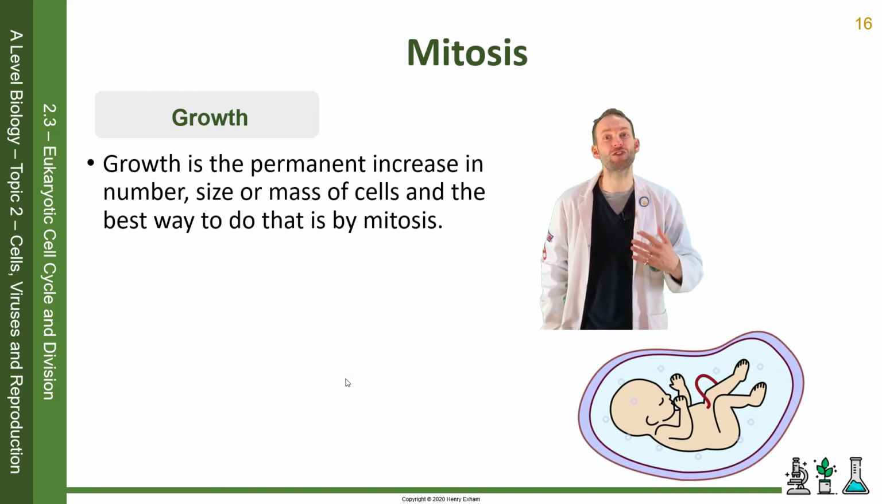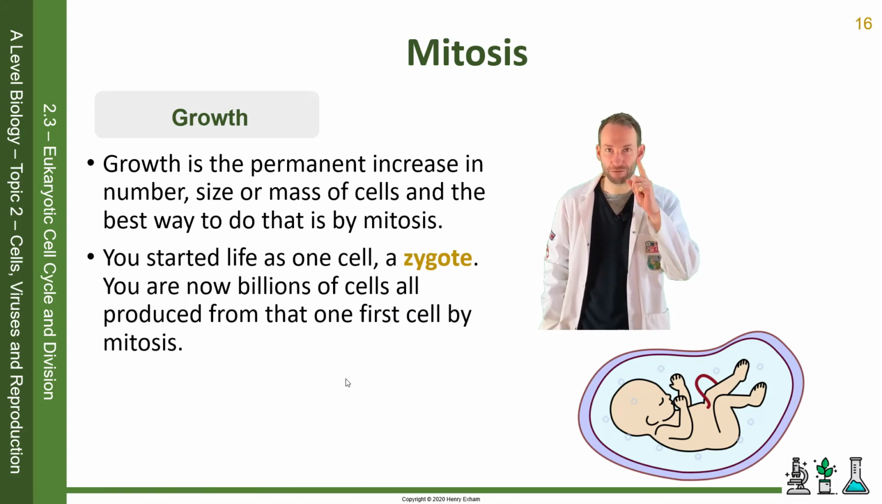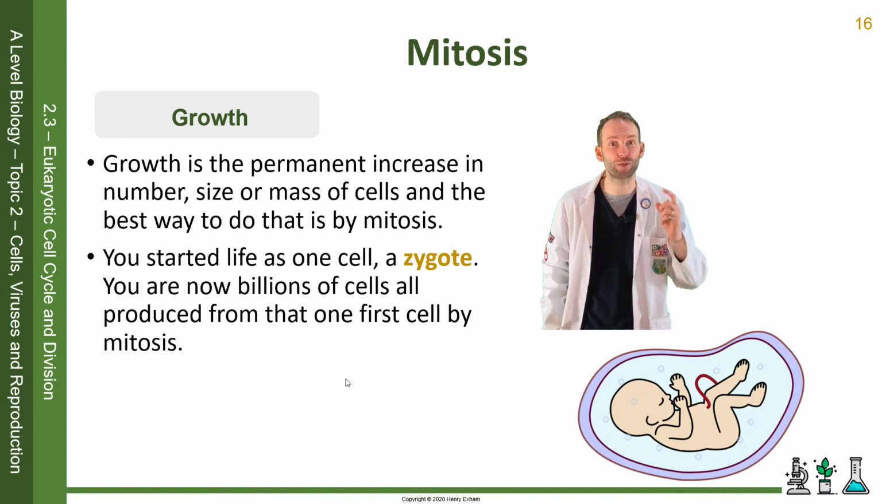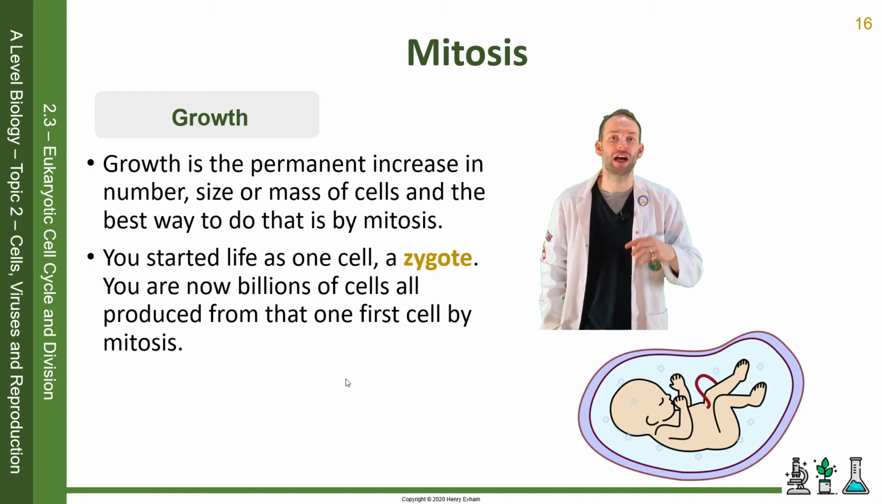Growth is another major use of mitosis in biology. Growth is a permanent increase in the number, size, or mass of cells, and the best way to do this is via mitosis. We all started life, remember, as one single cell, a zygote, and now you are billions of cells, all produced from that first cell, and then done by mitosis after that.